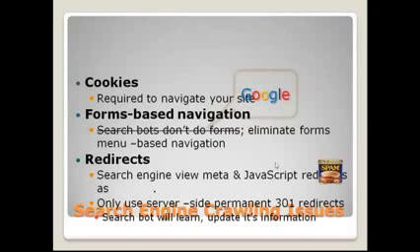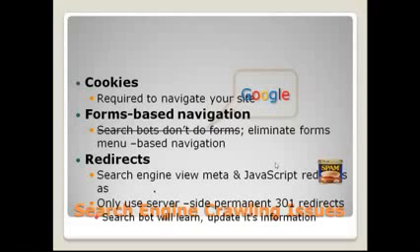So some additional crawling issues are cookies. If you require cookies to navigate your site, this poses some crawling issues because it just makes it a little bit more difficult. Form-based navigation: search bots don't do forms, so eliminate forms. Menu-based navigation is the standard, and it's a lot more clear for users and for the search engines themselves.